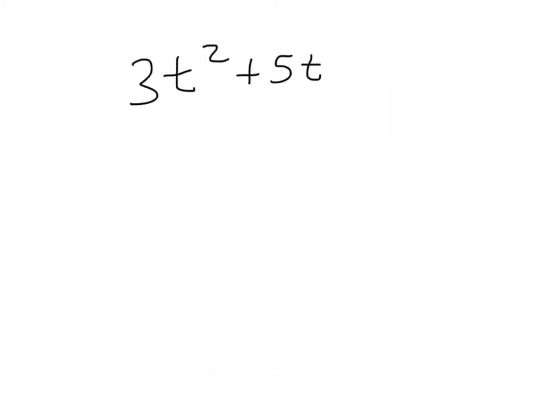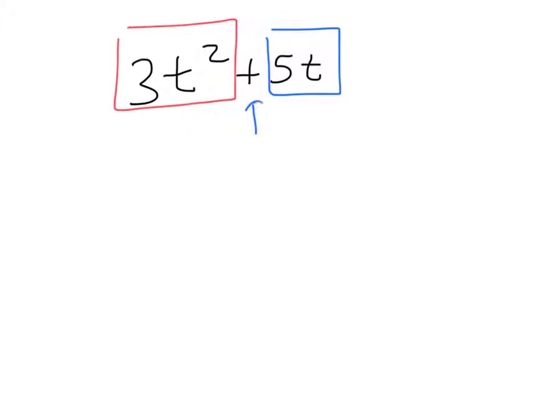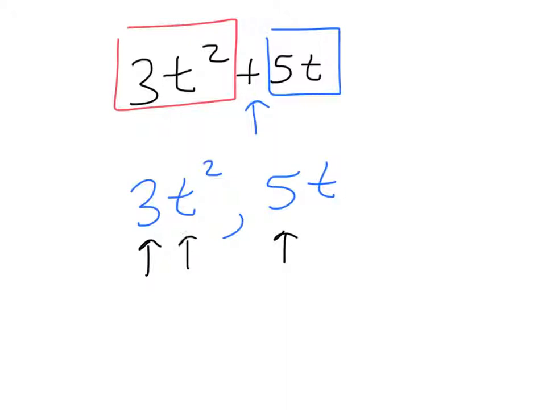In this particular problem, we're looking for the terms. Notice there are 2 terms. Terms are separated by a plus or minus. All right, so in this case, my first term is 3t squared. My second term is 5t. All right, now, just to let you know, the 3 would be the coefficient, 5 would be a coefficient. T squared would be a variable, t would be a variable, and these are unlike terms.